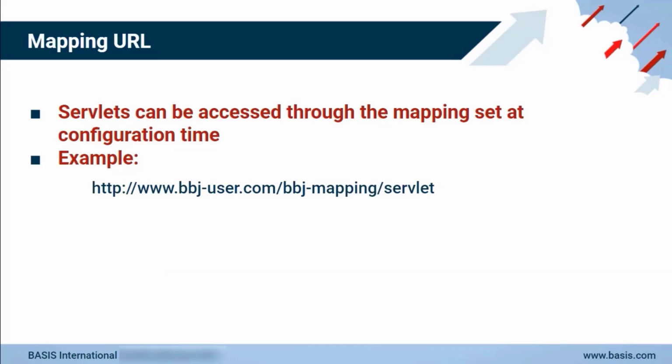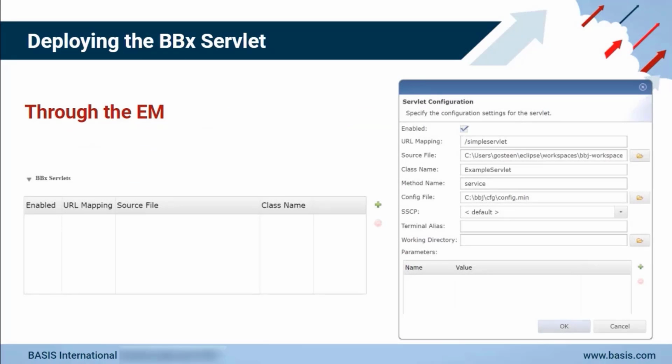After you've written your servlet, the next step is going to be registering it to a context on your Jetty server and giving it a mapping. The mapping will define the URL that the servlet will use to be accessed. So if you wanted to publish your servlet to your website, www.bbjuser.com, on a context called BBjContext, and you wanted to map your servlet to servlet, then your URL would look something like this. To register the servlet, you can either use the Enterprise Manager or the BBj API.